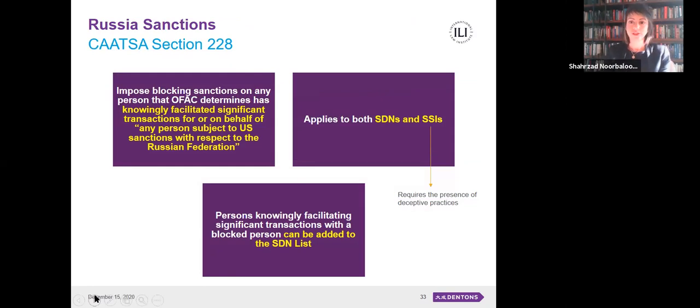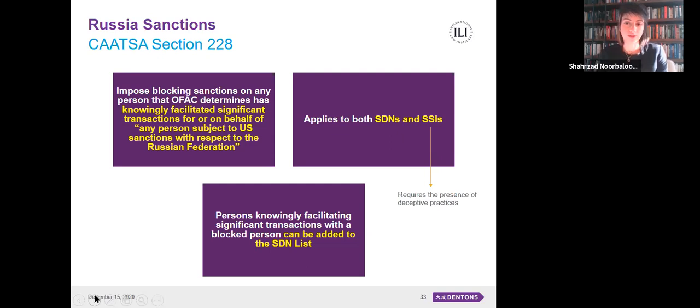CATSA section 228 specifically requires the president to impose blocking sanctions on any person that OFAC determines has knowingly facilitated significant transactions for or on behalf of any person subject to U.S. sanctions with respect to the Russian Federation. This is very broad, obviously, and includes specially designated nationals as well as SSIs. Persons found to have knowingly facilitated significant transactions with a blocked person can themselves be added to the SDN list.